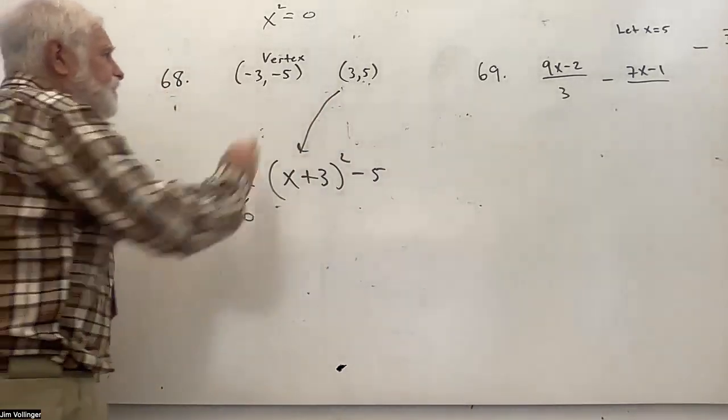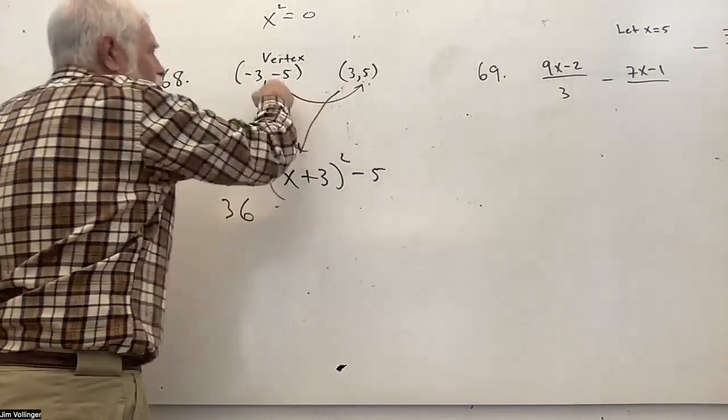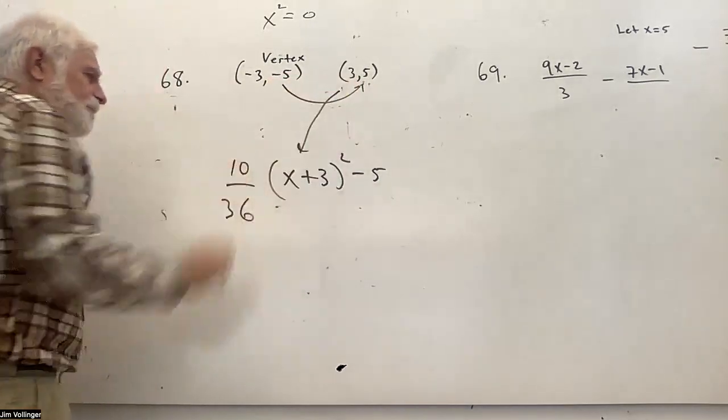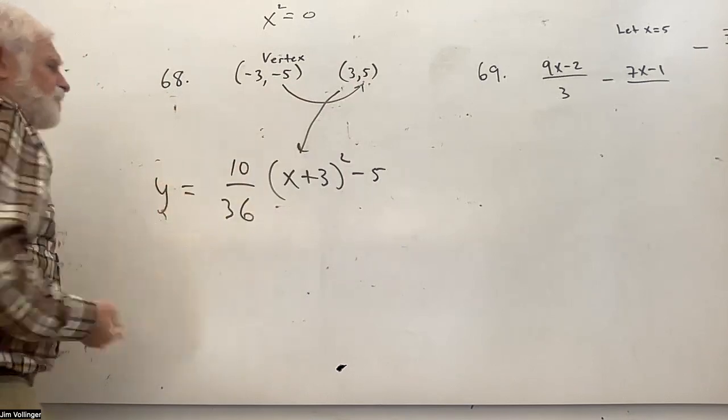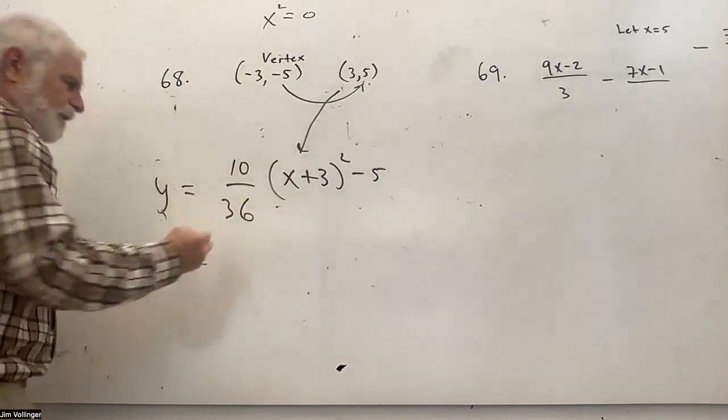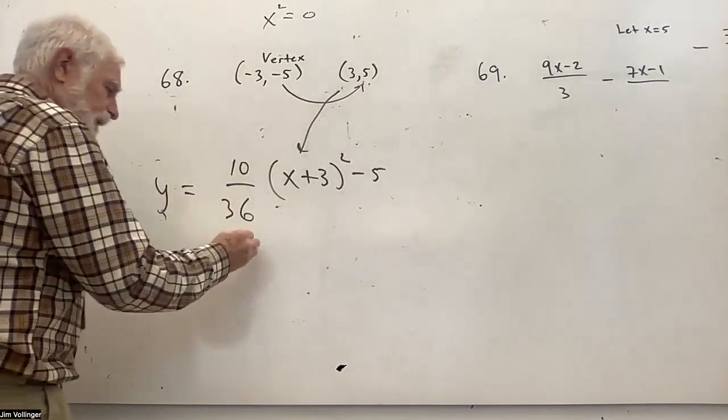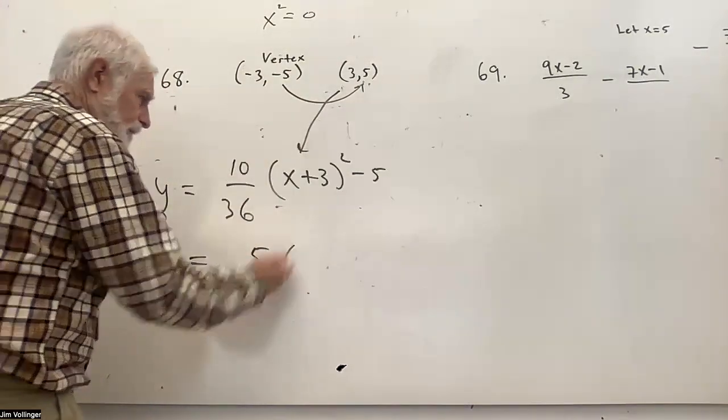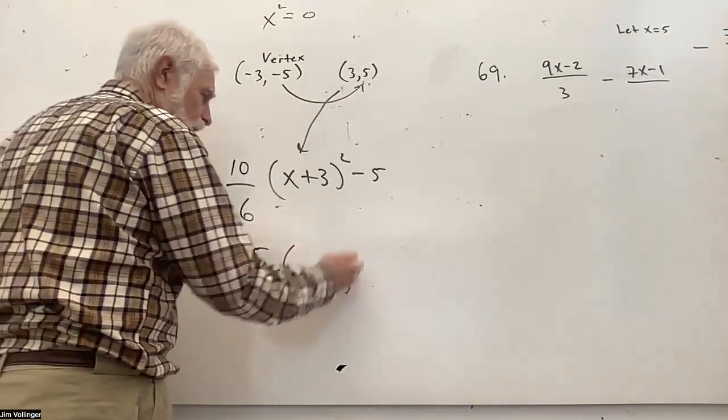We don't want 36 units of change. How do we get from y1 to y2? By going up 10. And that's our function. You're going to leave it like that. I'm after the conceptualization. Of course, that's equal to 5/18 x plus 3 squared minus 5.